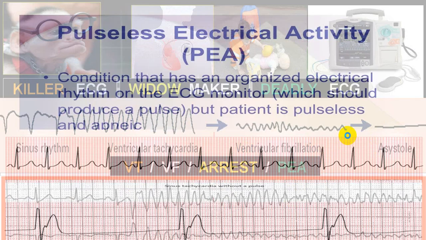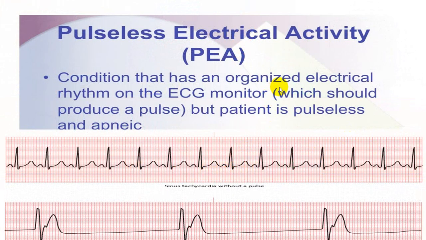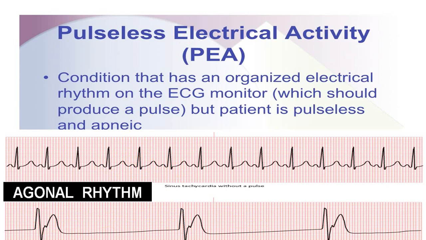Keep this in mind. So pulseless electrical activity is also there; you will see the ECG looks normal, but there is no pulse and the person is having apnea. So that is pulseless electrical activity. And when you get an occasional wide complex QRS, an occasional beat coming, this is labeled as agonal rhythm or terminal rhythm.